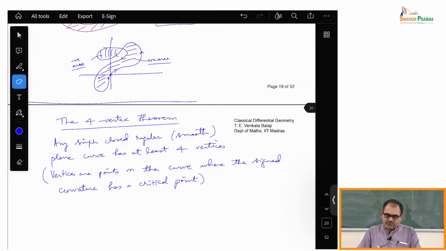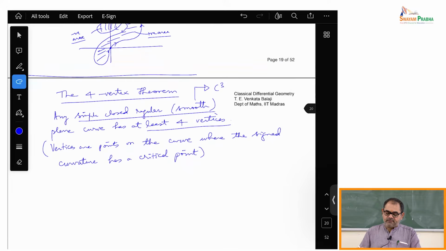Where the curvature has critical points, they could in general be points of maximum, points of minimum, or they could be points of inflection. So essentially you will have maximum or minimum curvatures at vertices, or at a certain vertex it may happen that there is an inflection point for the curvature. The statement is that if you take a simple closed regular curve, and of course smooth, I would like this to be C3, for reasons I explained, then it has at least 4 vertices.